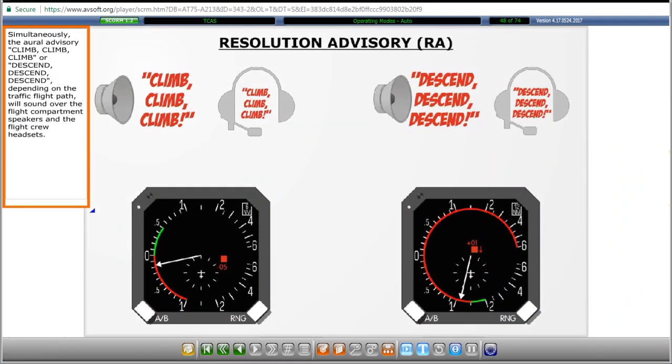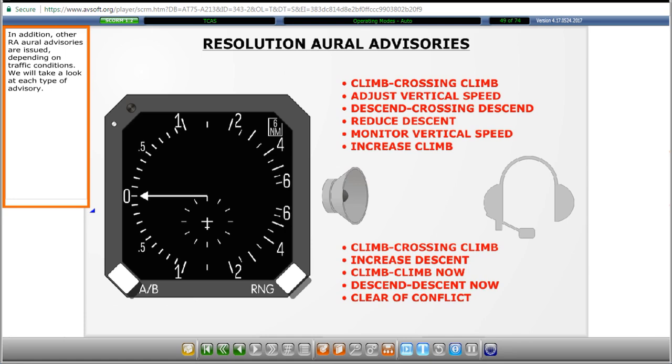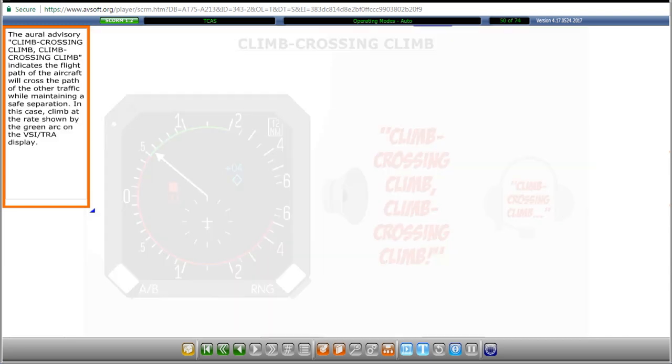Simultaneously, the oral advisory "climb, climb, climb" or "descend, descend, descend," depending on the traffic flight path, will sound over the flight compartment speakers and the flight crew headsets. In addition, other RA oral advisories are issued, depending on traffic conditions. We will take a look at each type of advisory.